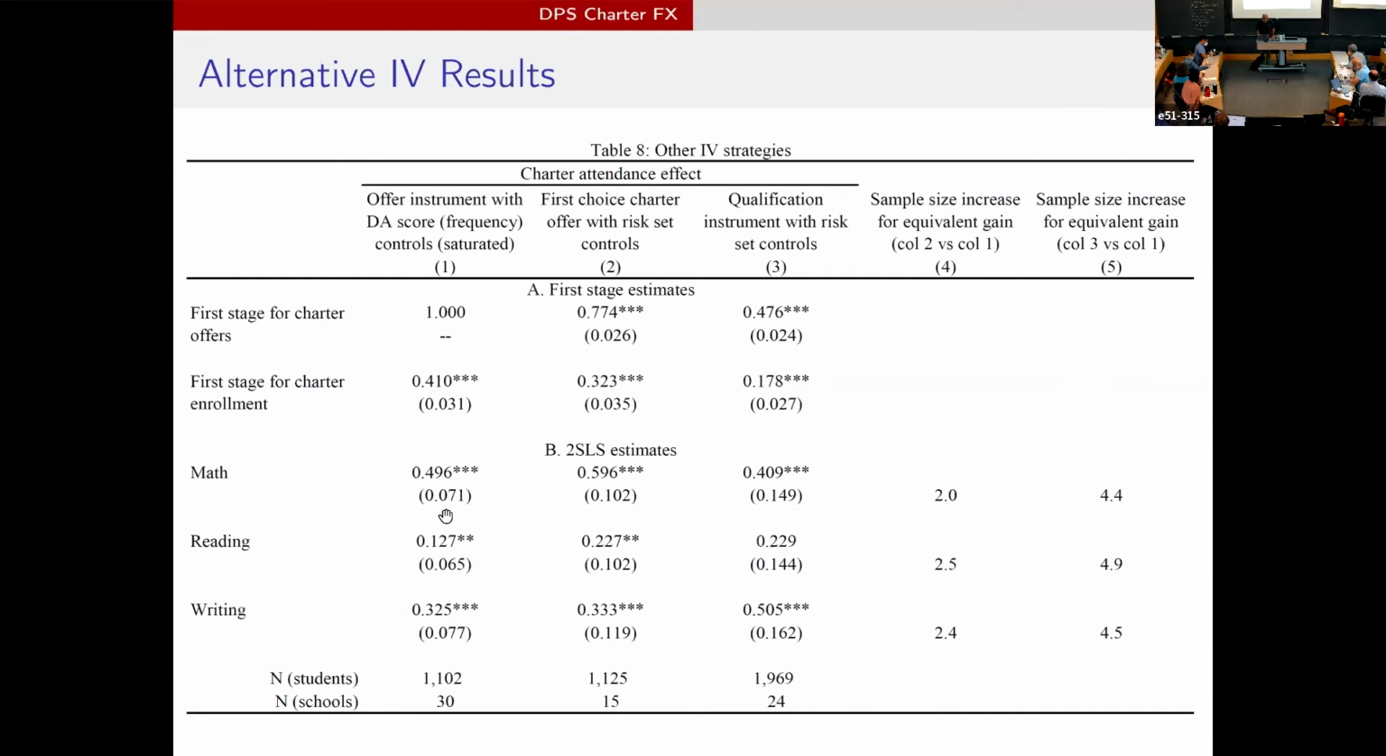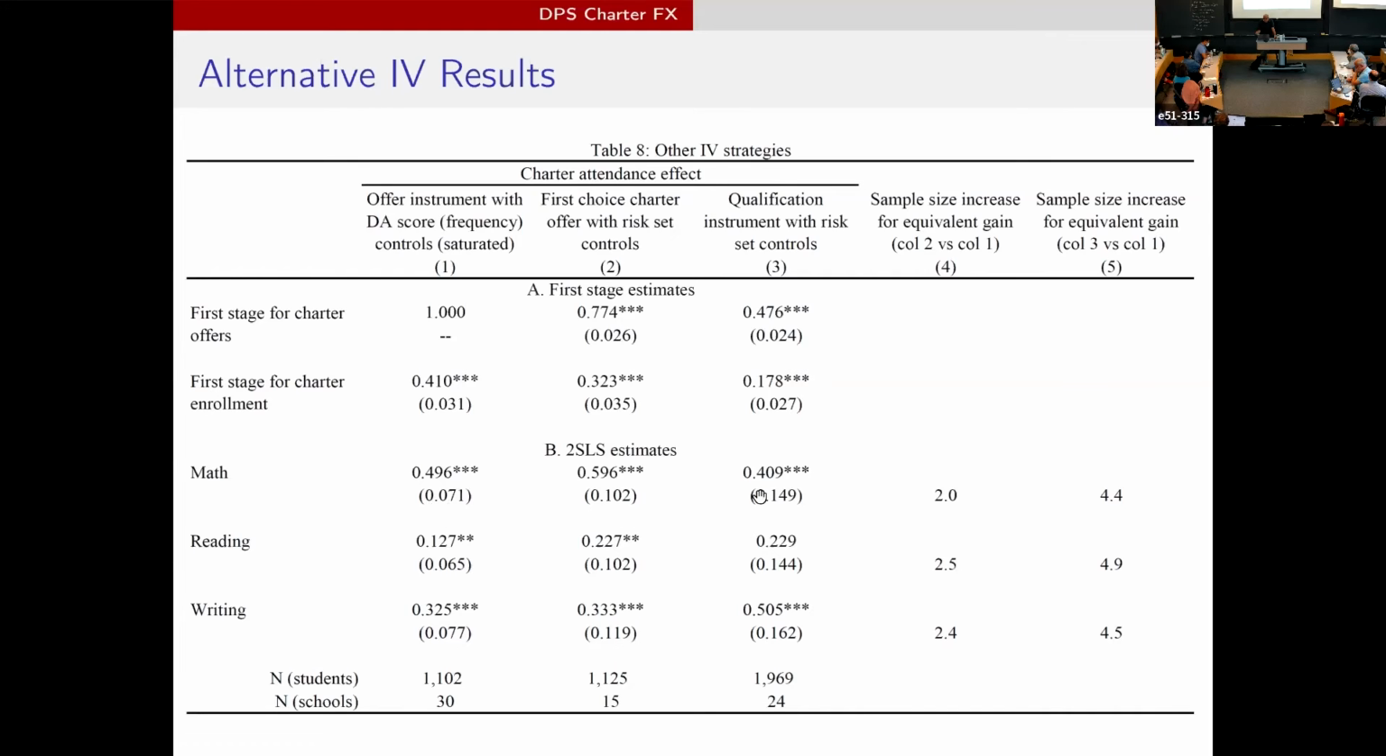And when we turn to column 1, looking at people who are randomly assigned to that school for any of their choices, it's that 0.496 I just showed you. Now, the proof of the pudding here is our precision gain. What is the standard error of these two different estimates? If I just use my first choice research design, my standard error is 0.1 compared to 0.07.